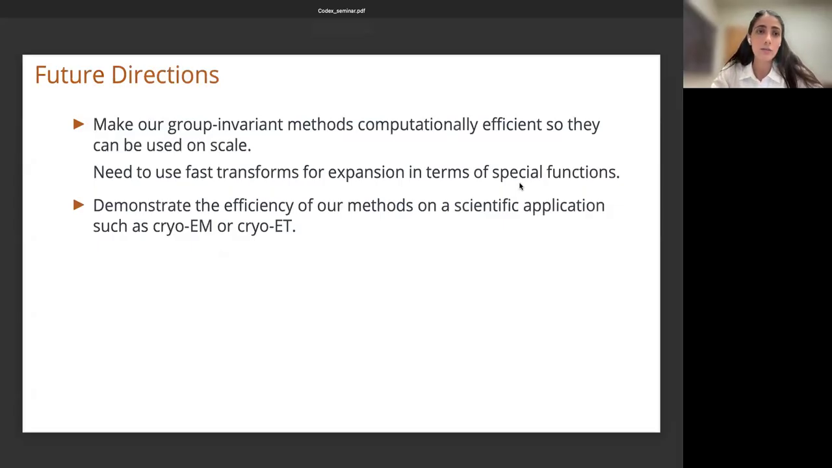Okay. And for future directions, we need to consider ways to make our group invariant methods computationally efficient so that they can be used at scale. In particular, this means that we need to use fast Fourier transform algorithms to expand things in terms of special functions. And I gave a lot of examples about cryo-EM, so it would be really nice to demonstrate the efficiency of our methods on this scientific application.